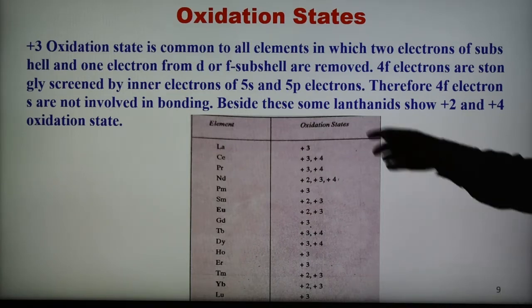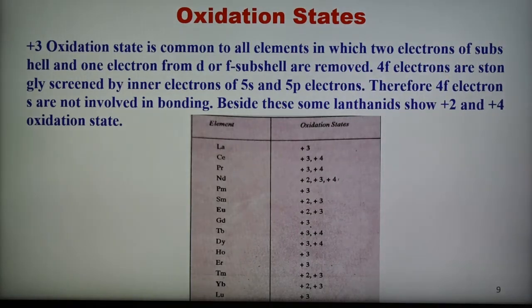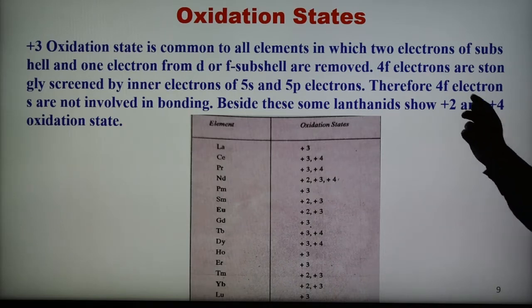So also here, the +3 oxidation state is common to all the elements, in which 2 electrons of the s subshell and 1 electron from the d or f subshell are removed. Therefore they show the +3 oxidation state. 4f electrons are strongly screened by the outer 5s and 5p electrons, and therefore 4f electrons are not involved in bonding. Besides this, some lanthanides show +2 and +4 oxidation states.